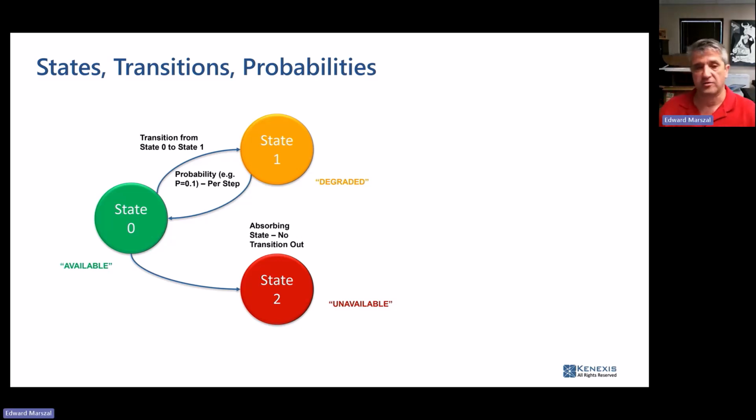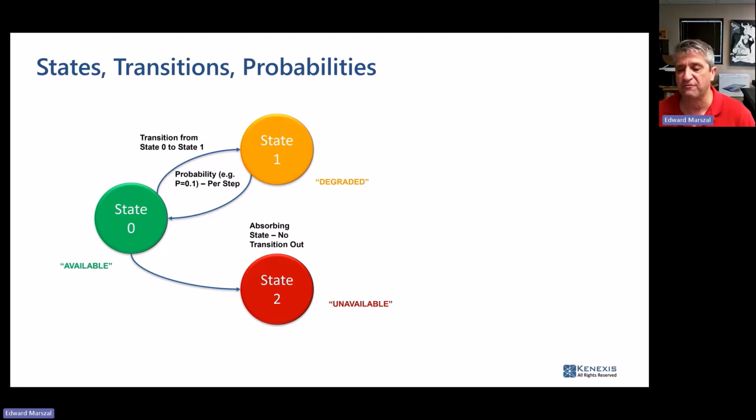Okay, so 101 Markov models. Markov models consist of states, transitions, and probabilities. So a state is a configuration or an instance of the status of the system as a whole. So if you look at a single device, something like a pressure transmitter, the Markov model will look not too dissimilar to what you see on the screen here.